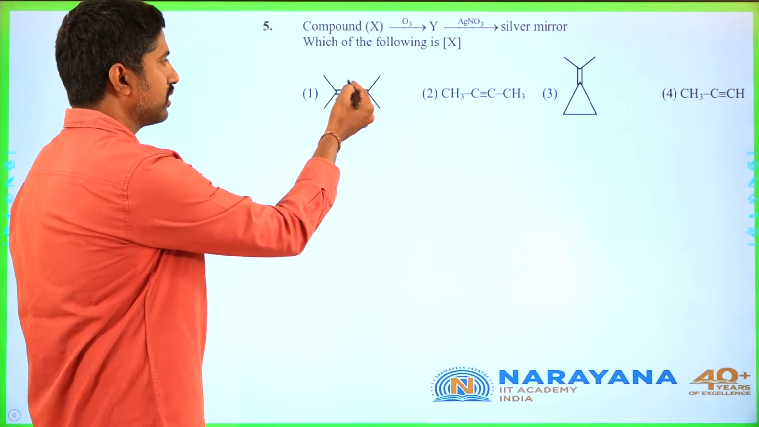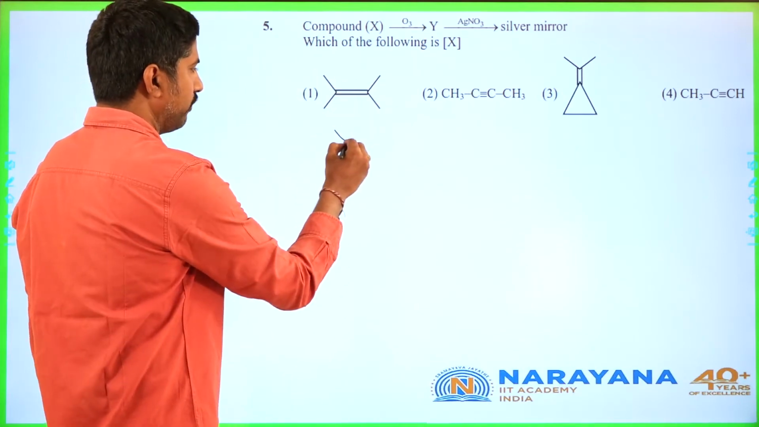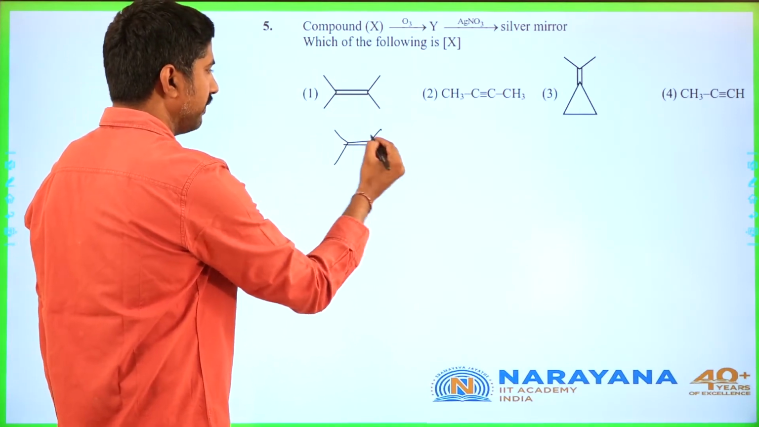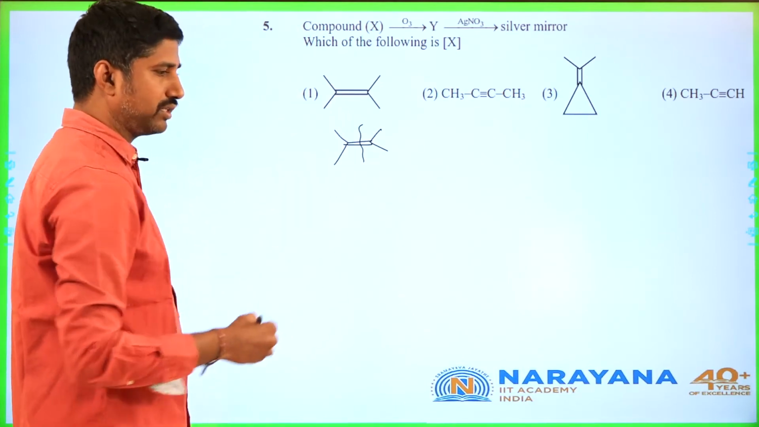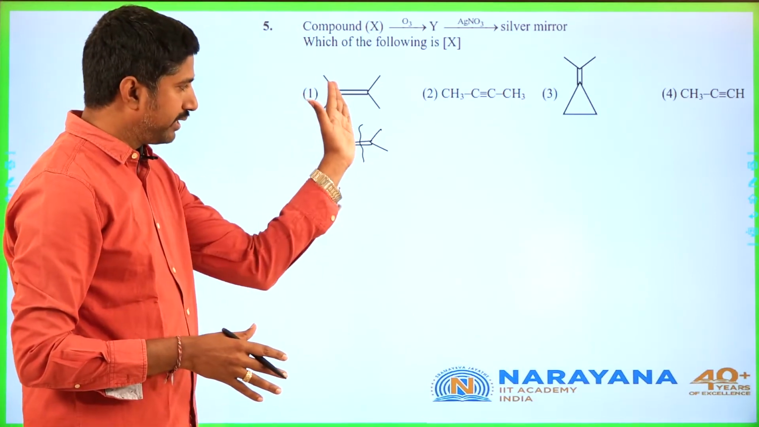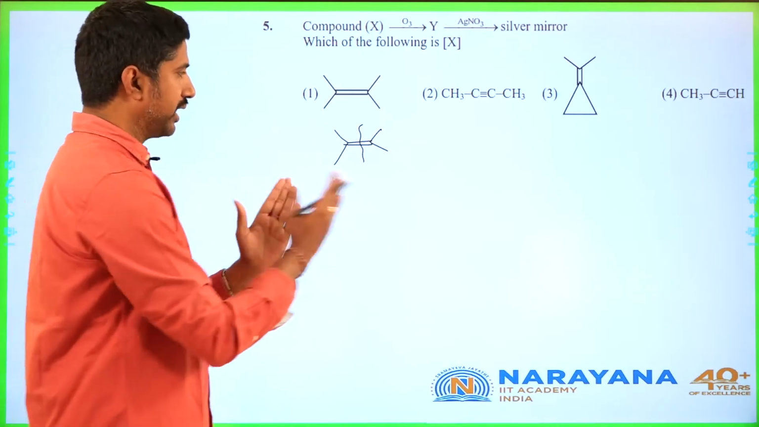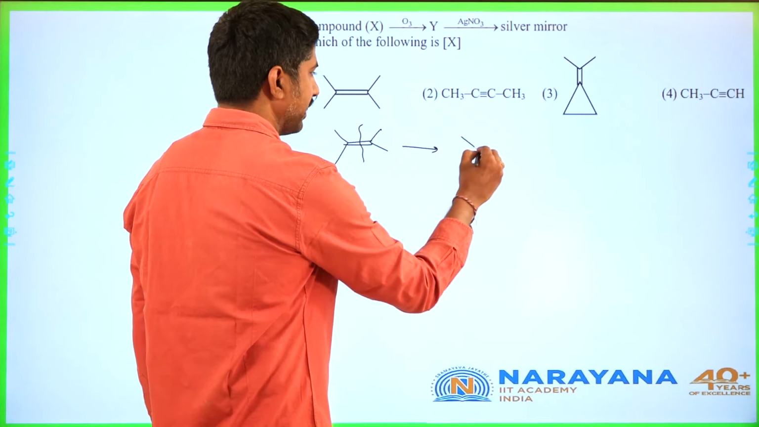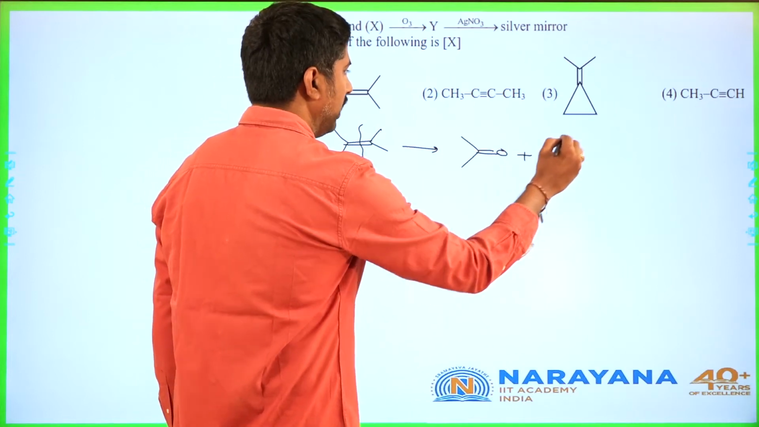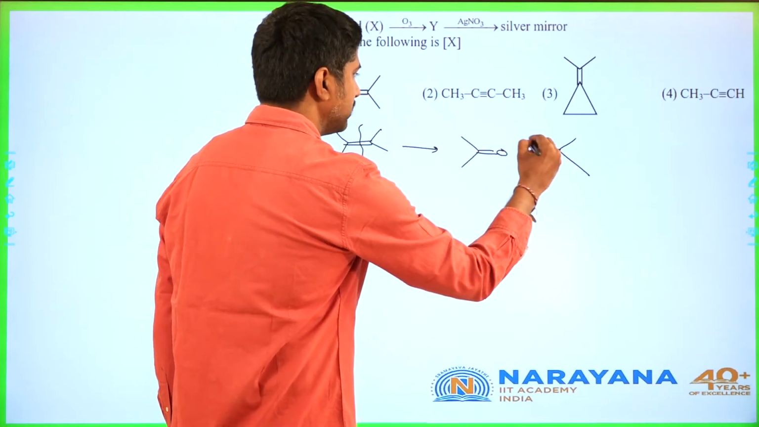Suppose you try the first compound. The way to write the ozonolysis products is to completely cleave the double bond and add oxygen to the left side and right side around the double bond. So the product we can write here as double bond O, and here double bond O. This is compound A.